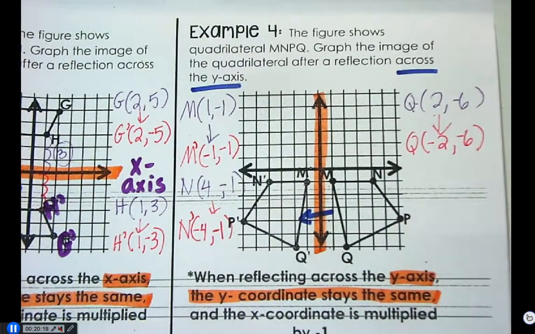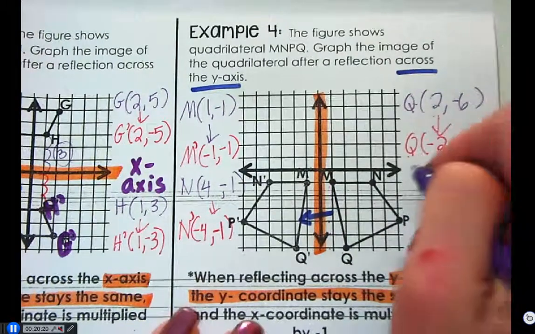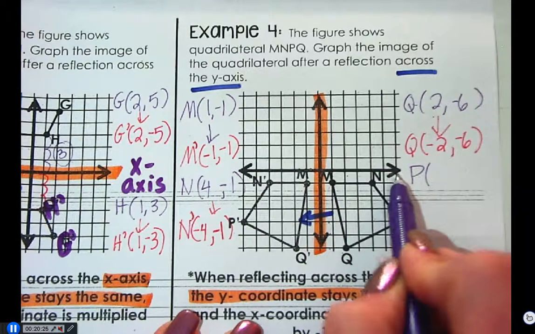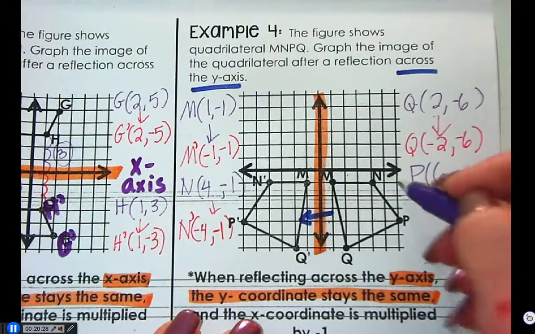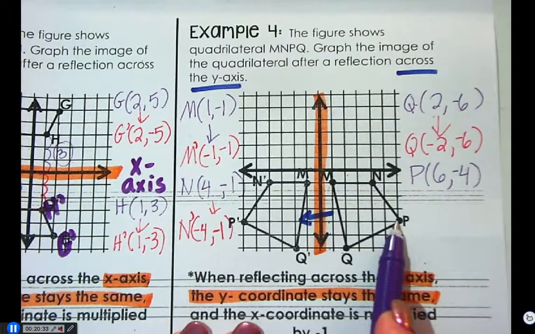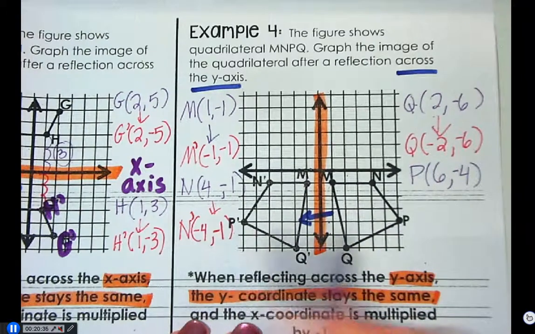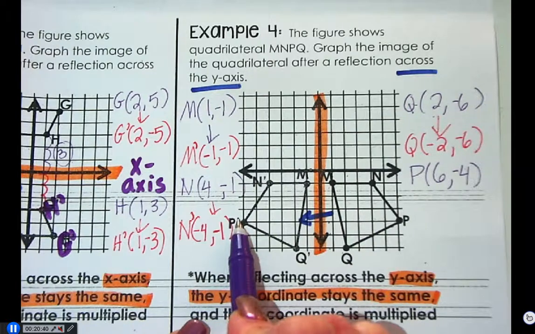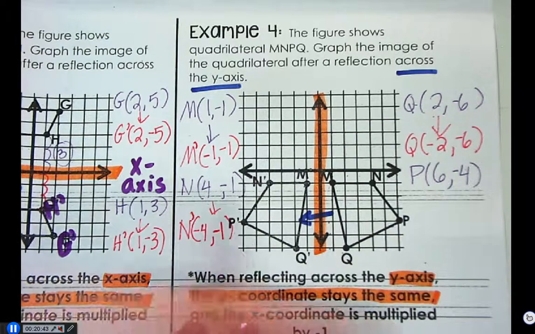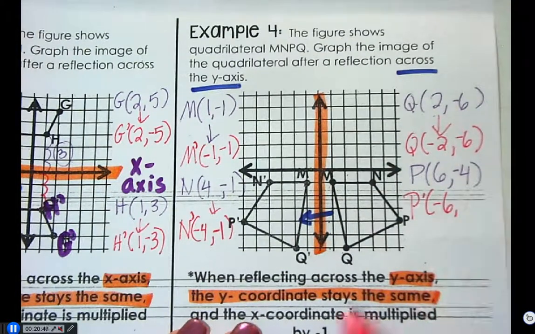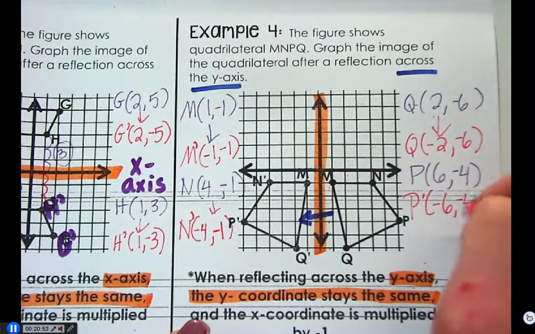Same thing for P. P is 1, 2, 3, 4, 5, 6 on the x, and -1, -2, -3, -4 on the y. Okay. P prime crosses, see how it crosses over the y. P prime is going to be the opposite of 6. What's the opposite of 6? -6. And then what happens to my y coordinate? Stays the same, so it's -4.